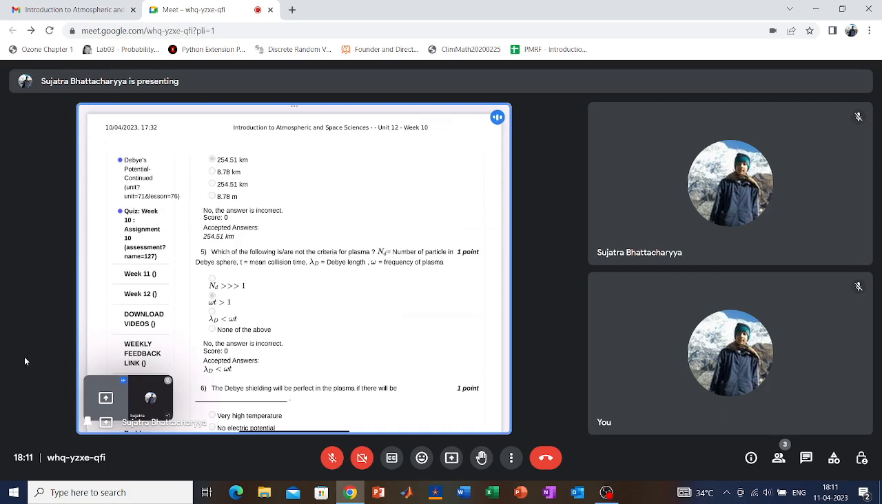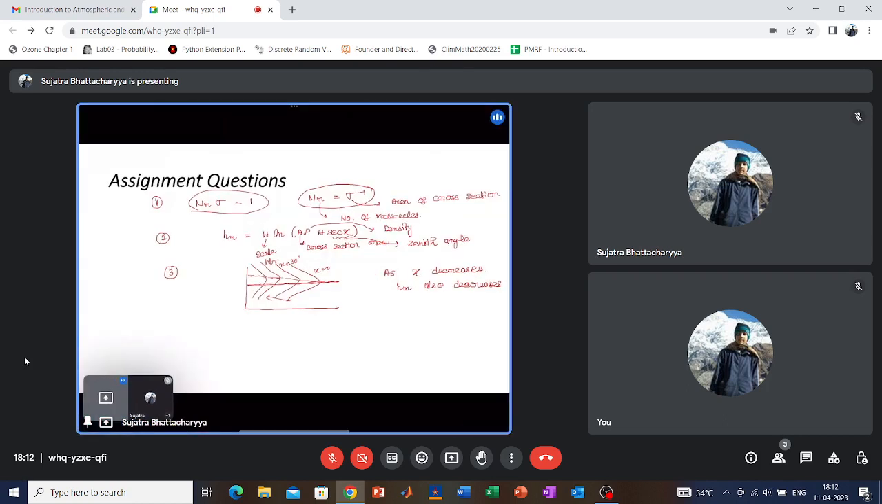The fifth problem is, which of the following is or are not the criteria for plasma? First is given as Nd is much greater than 1, and we know that the number of particles in the Debye sphere, in fact we have calculated this in some questions we have done, is much greater than 1. It's true. So this is perfectly fine.